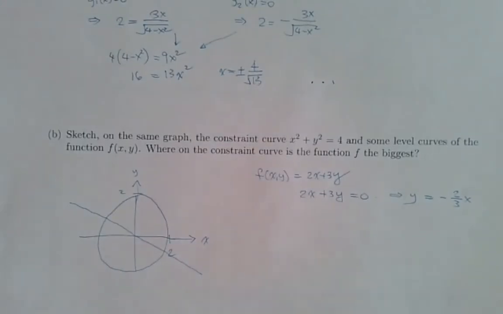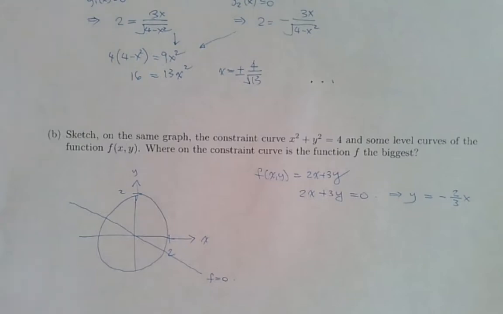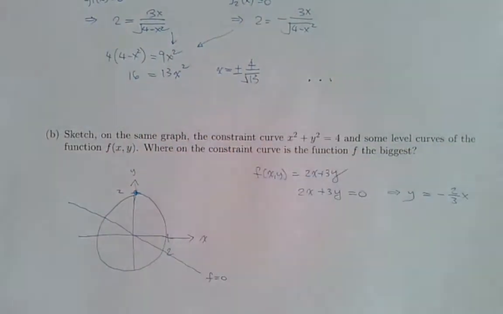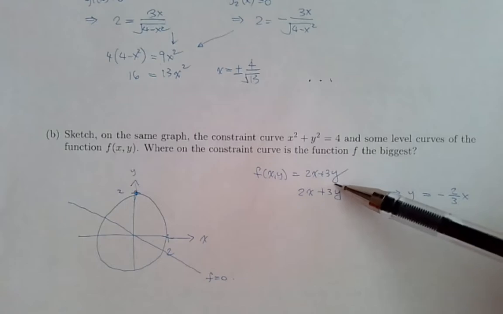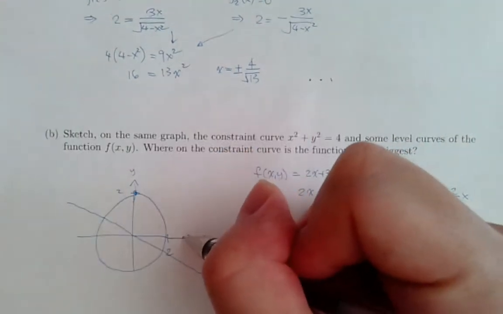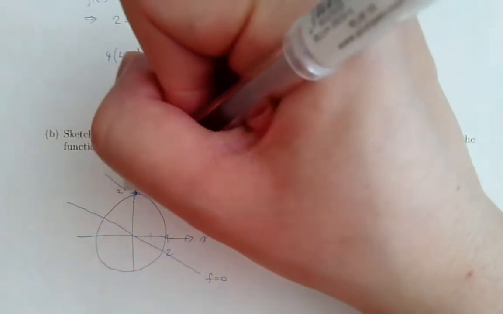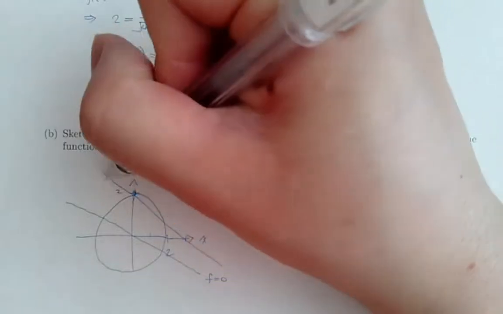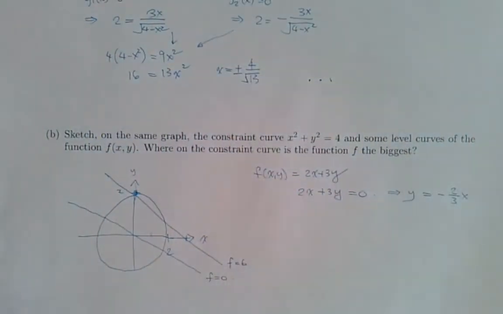And this is where f is equal to 0. On that line, f is equal to 0. How about here? At this point, x is 0, y is 2, so I get 6. If x is 6, then it will pass through here. 1, 2, 3. So this line is f equals 6. They should probably be parallel.